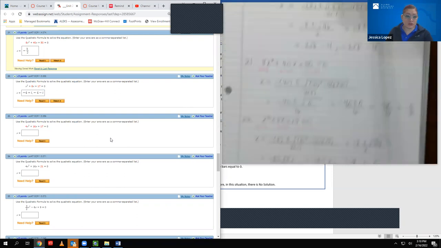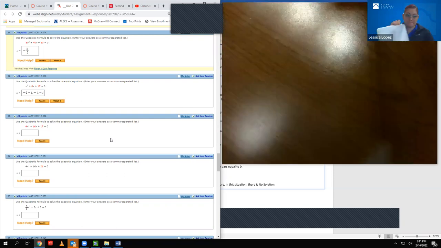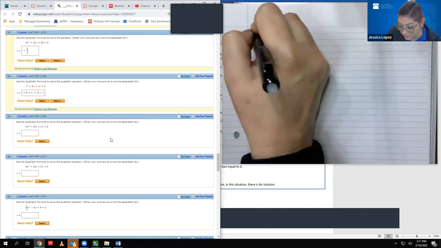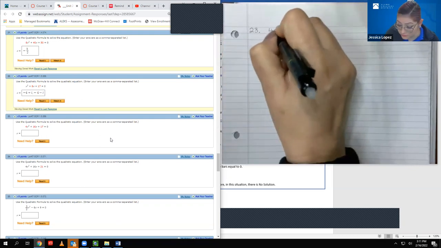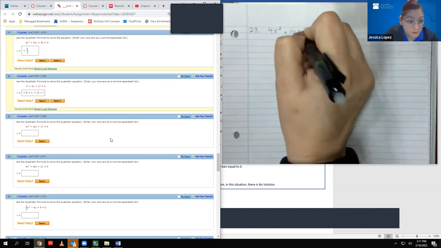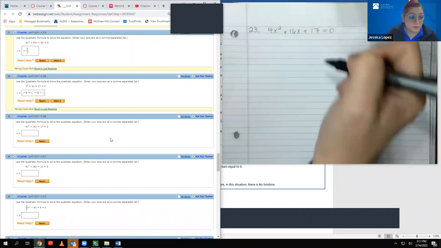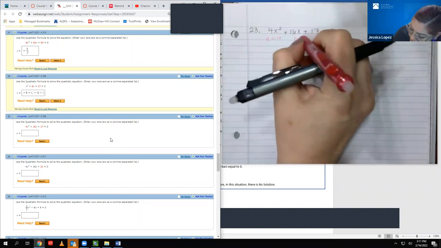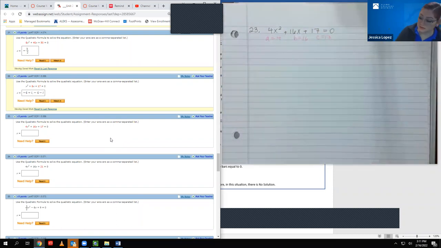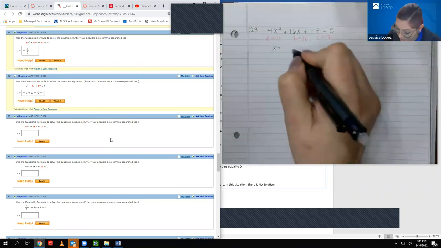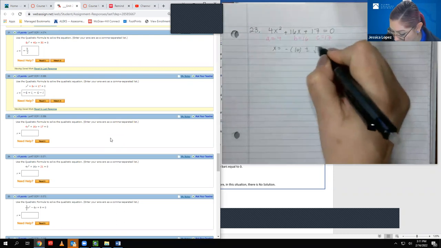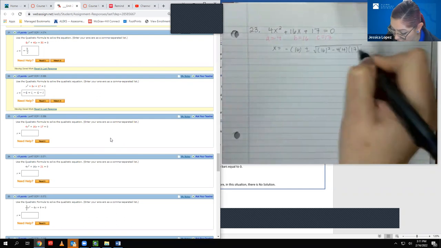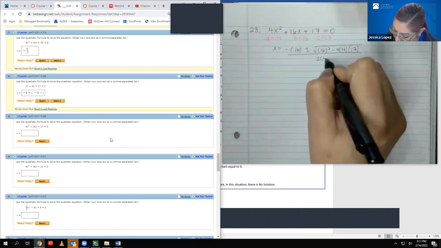Okay, moving on to 23. Now you won't have so many of them on the test, maybe one or two, but you definitely need to have enough examples for all the different kinds of answers that could possibly happen, right? So here's another quadratic formula. So a is equal to 4, b is equal to 16, and c is equal to 17. So that means x is going to equal negative b plus or minus the square root of b squared minus 4 times a times c, all over 2 times a.